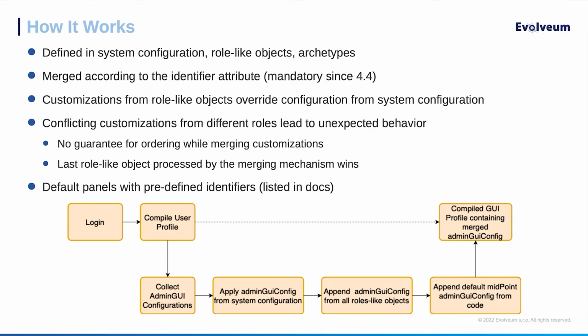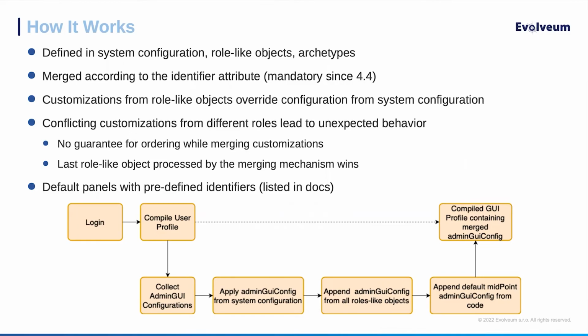First, the customizations from the system configuration object are taken and considered as a default configuration. Further, if the user has any roles assigned, the admin GUI configuration from all of them is collected and applied on top of the one from the system configuration. After the admin GUI configuration from all the roles is applied, the system default configuration is applied to it.